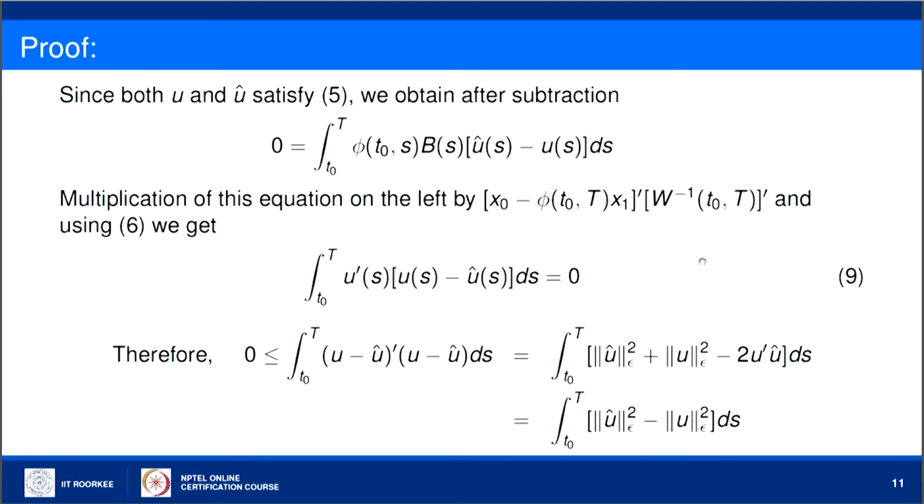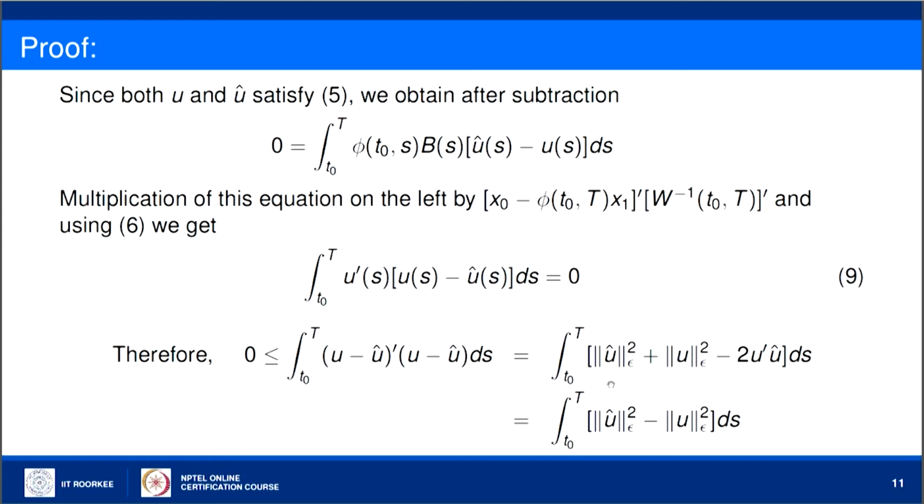Now, from equation 9 we can see that the integral of u dashed into u, which is nothing but the norm of u squared, will be equal to the integral of u dashed into u cap, if we take it to the other side. So, in place of the integral of u dashed into u cap, we can substitute u dashed into u, which is nothing but the norm of u squared. So, minus 2 times the norm of u squared is obtained here, and already there is 1 plus the norm of u squared.